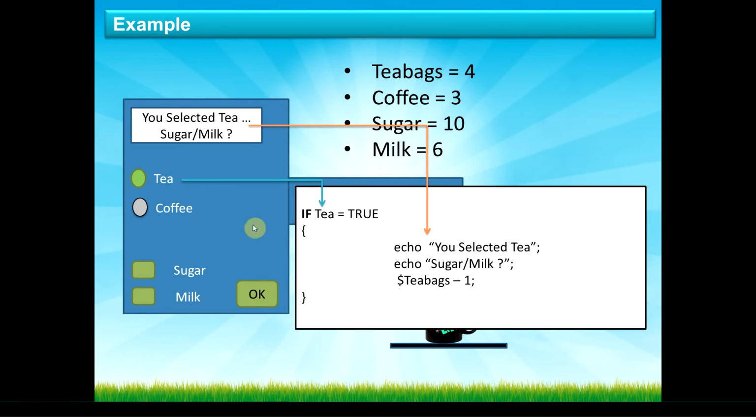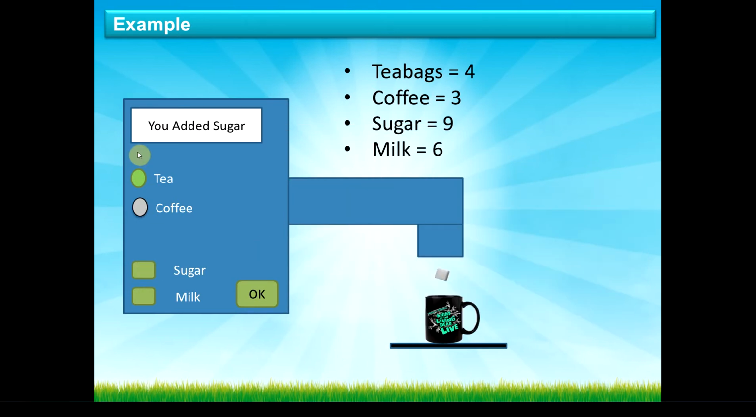Okay then, now we've understood that section there. Do I want sugar and milk? Well, actually, yeah, I'm quite partial to 1 sugar, so I'm going to click on sugar. Okay. And as you can see, it says you added sugar. Okay, and as you can see, the sugar has dropped into my mug, or is dropping into my mug.